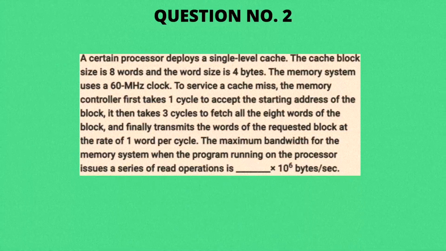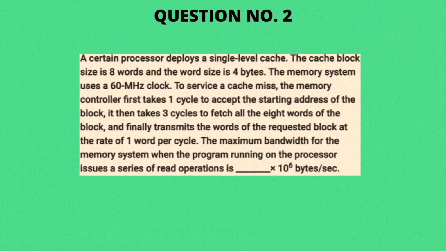The memory system uses a 60 MHz clock. To service a cache miss, the memory controller takes one cycle to accept the starting address. Then it takes 3 cycles to fetch all the 8 words and finally transmits the words of the requested block at the rate of 1 word per cycle. The maximum bandwidth for the memory system when the program running on the processor issues a series of read operations is dash bytes.